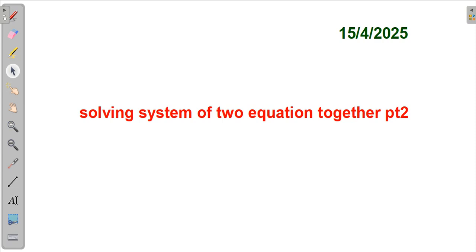Now, we are talking about the second part of solving a system of two equations together, part 2. But first, we need to know some skills.